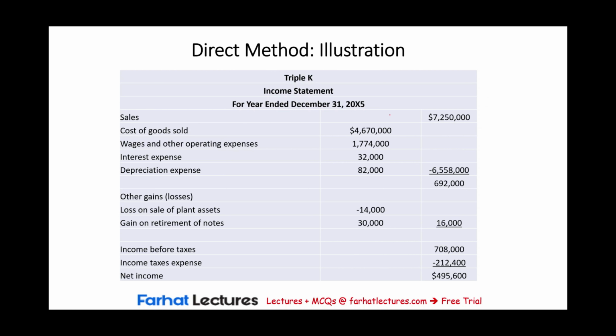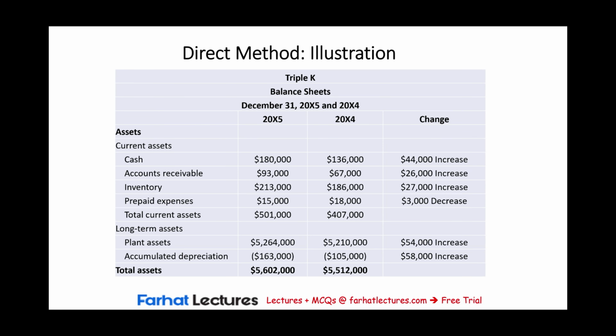Each line on the income statement, each number, we will have to determine whether that number needs to be converted, and if it needs to be converted, how. In other words, we look at sales and we look at the related balance sheet account to determine whether sales needs to be converted, and if so, how do we do that? We're going to start at the top, starting with sales.